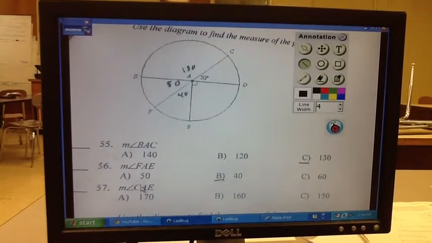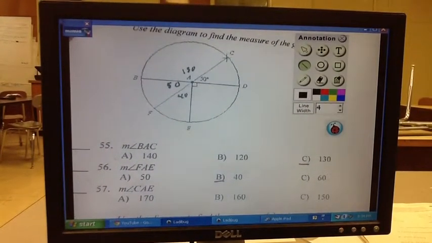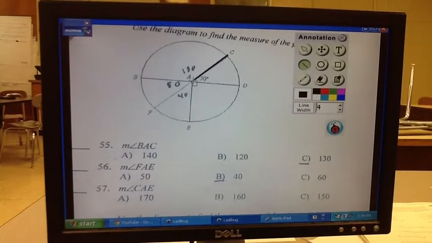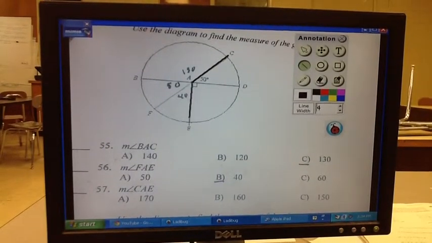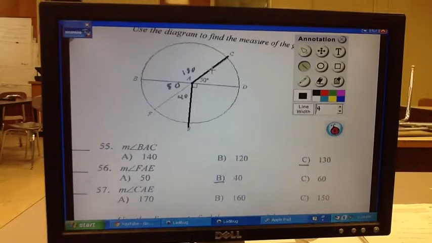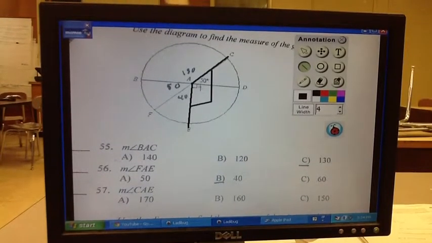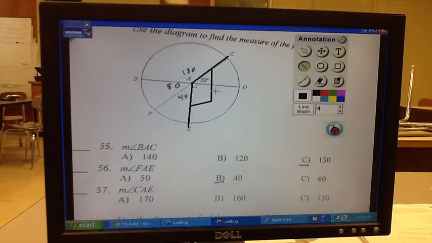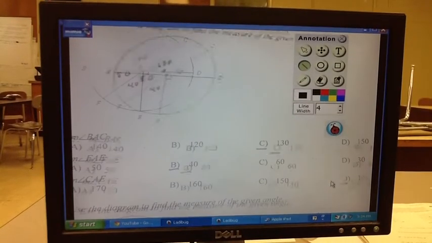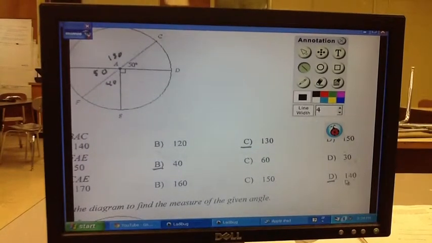Alright, on 57, CAE. Even better. Talking about this angle here with 50 and 90 together. Add those two together, 50 plus 90 ends up giving us that great 140.